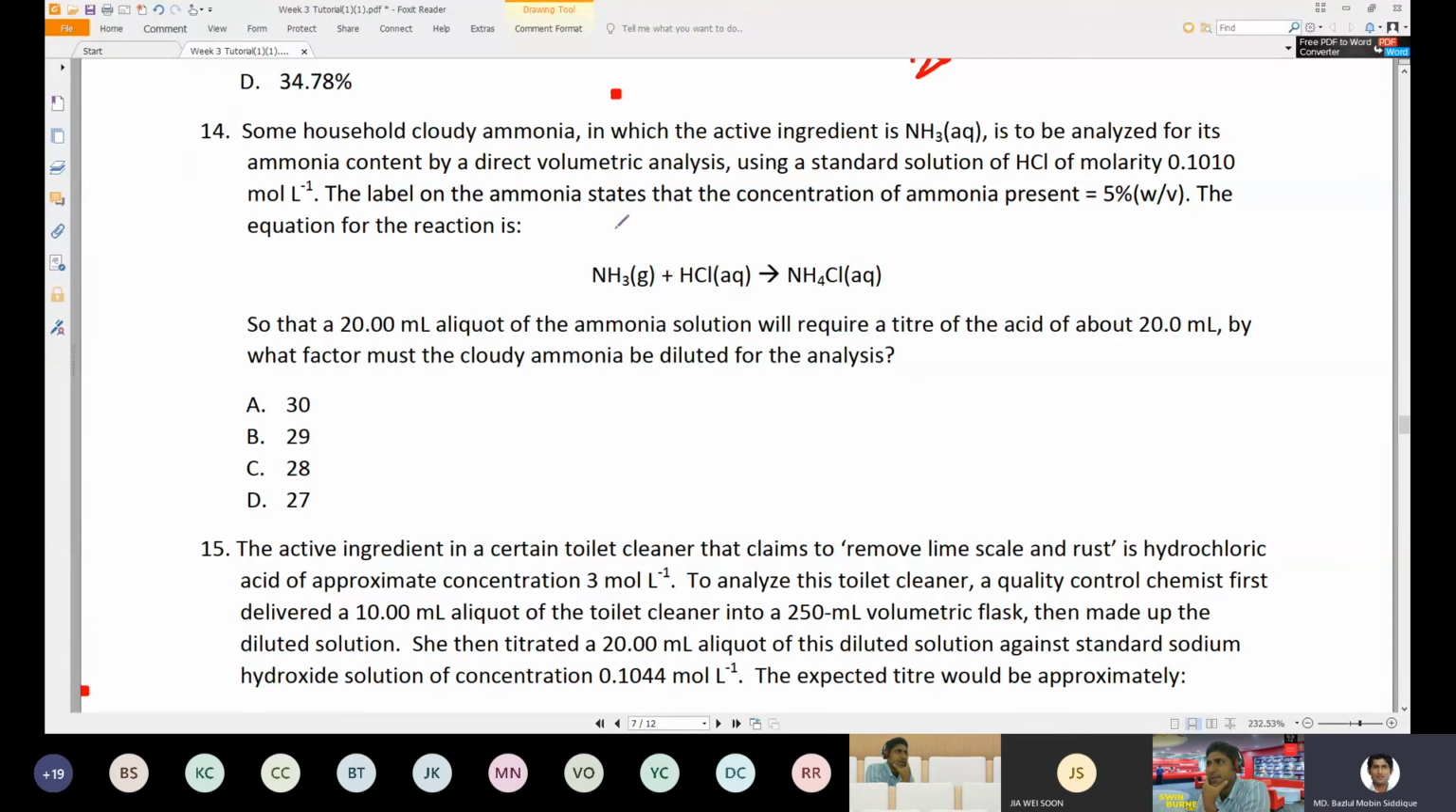The label on the bottle of ammonia states that the concentration of ammonia present is 5% weight by volume. The equation for the reaction is ammonia plus HCl gives ammonium chloride. A 20 milliliter aliquot of the ammonia solution will require a titer of the acid of about 20 milliliter. By what factor must the cloudy ammonia be diluted for the analysis?